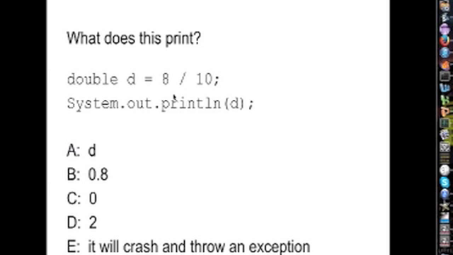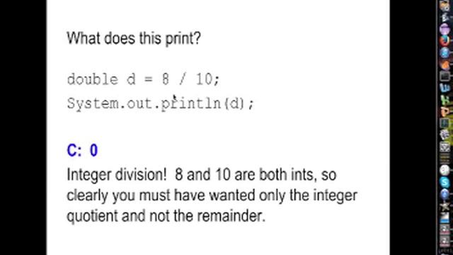Let's do one more. Double D equals 8 divided by 10. Then we print out D. What is this going to print? Go ahead and try this out on the Moodle. If you came up with 0, you're correct. This is what's called integer division.